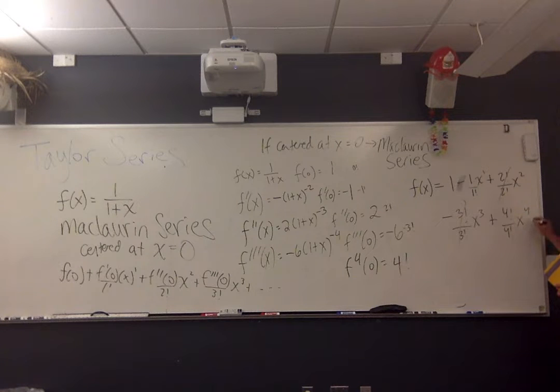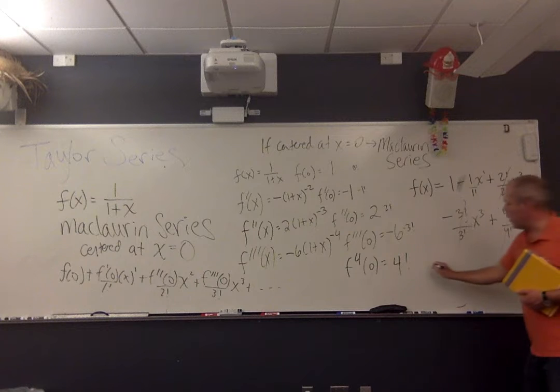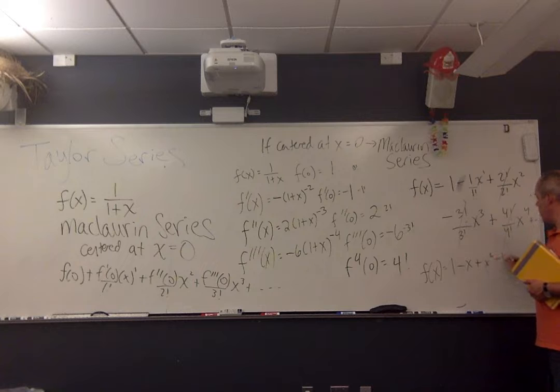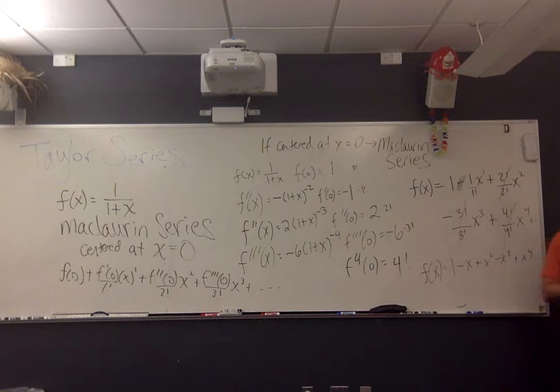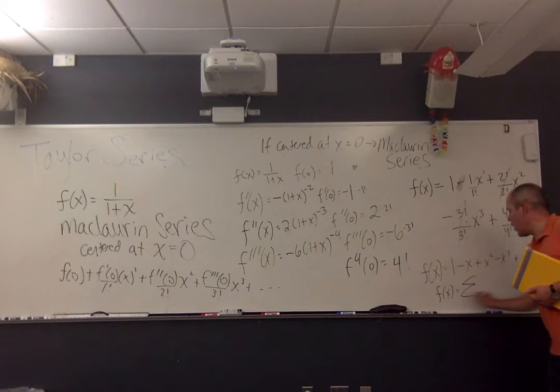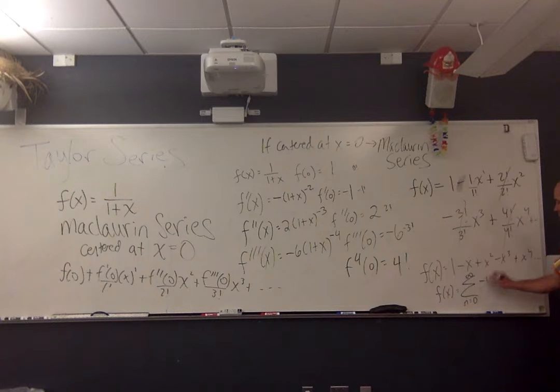So what keeps happening is that this function becomes 1 minus x plus x squared minus x cubed plus x to the 4th, and is an alternating function. Everyone okay with that? Can we write the equation of that as we go from 0 to infinity? It's just an alternating series, so it's negative 1 to the n, times x to the n, isn't it?